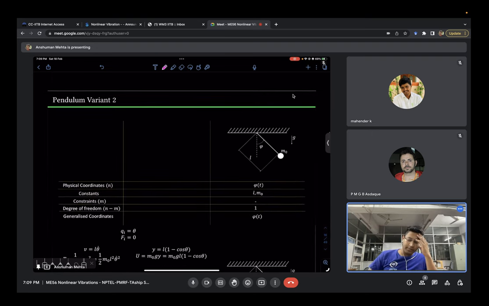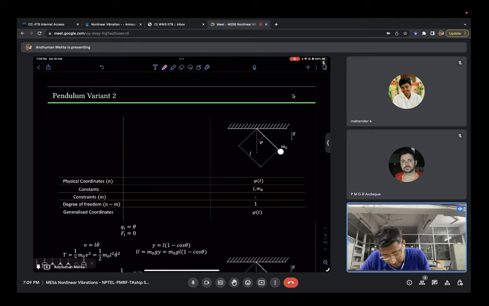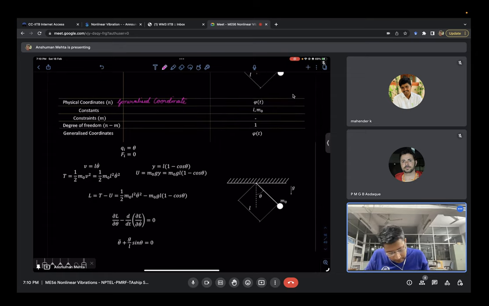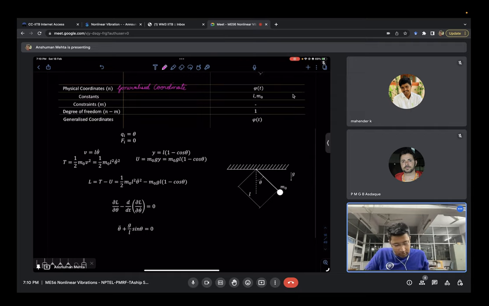So we look at the pendulum again, in which there was one physical coordinate or generalized coordinate. And there are two constants, one is the length, which is constant, and the mass of the bob, that is constant. Then we don't have any constraint in this equation. Degree of freedom hence becomes physical coordinates minus constraints, which will be equal to 1 in this case, and the generalized coordinate is now our 1. So we start with the physical coordinate, so degree of freedom is 1. And if you can solve this, we can find the equation of motion. This was already covered in the previous case.